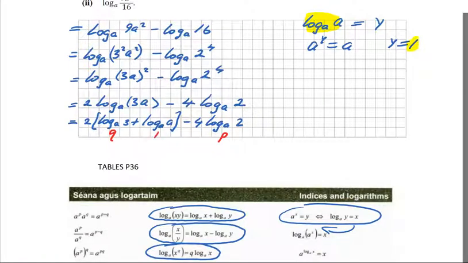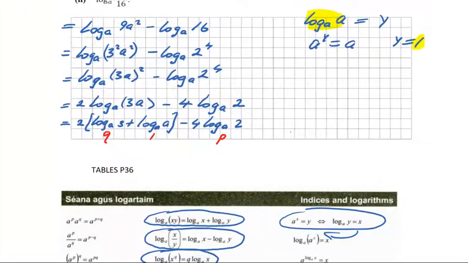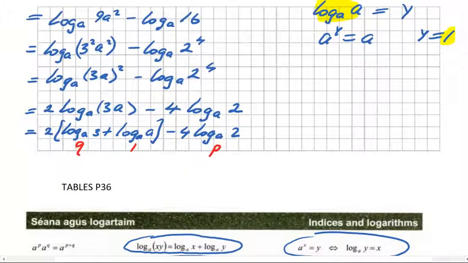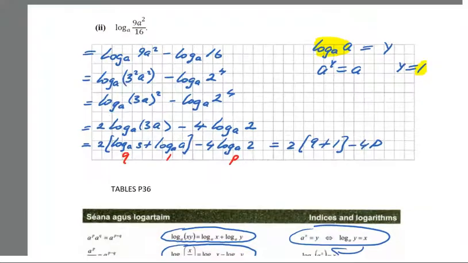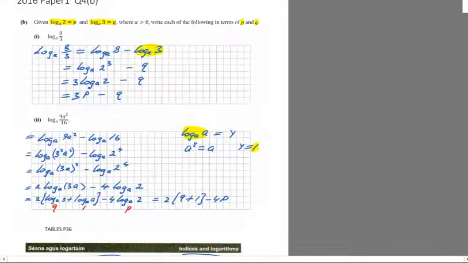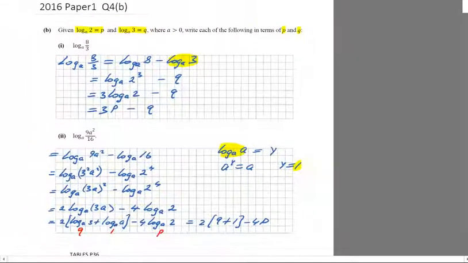So now we have this as well, and we have our final answer. It is 2 times q, since log to the base a of 3 is q, plus log to the base a of a, which is 1, minus 4 times log to the base a of 2, which is, of course, p. And that's the final answer. Everything is in terms of p and q only. So there's question 4b, 2016 done.